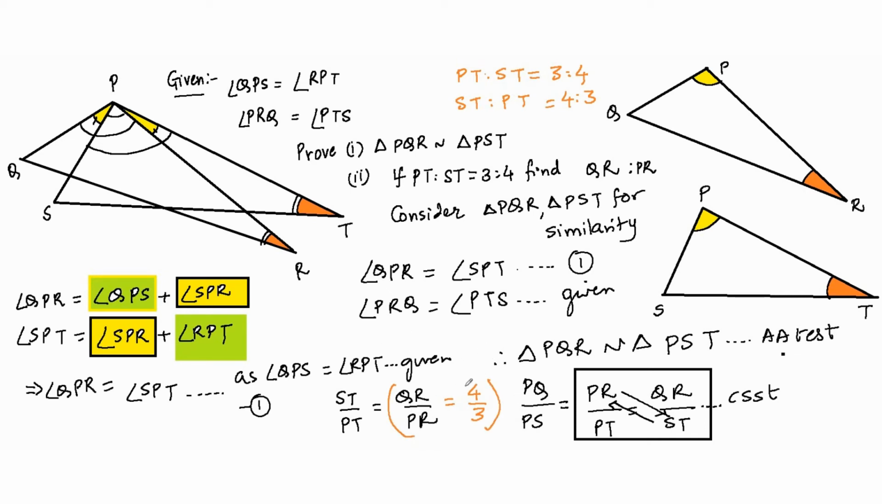So this is how I can find the ratio of QR to PR, and the concepts used in this question were, first of all, angles were given as equal. Then I added a common angle to both the angles, right? This particular angle was the common angle. This was added to both the angles, and using AA test I proved similarity. And after proving similarity, I used CSST. And then using alternando, I got the ratio that I wanted, right? So let me again pause for a minute before I move on to the next question.